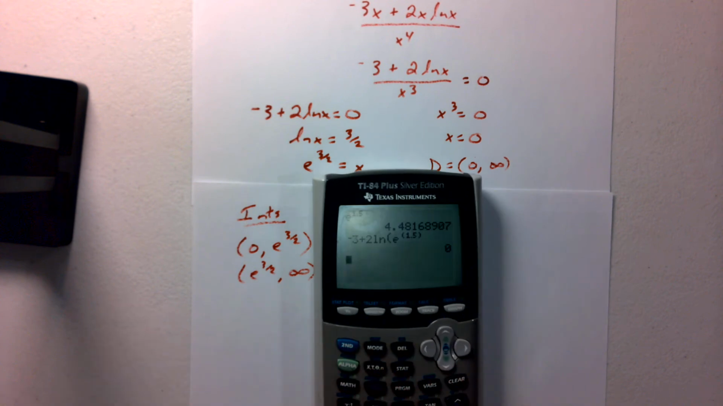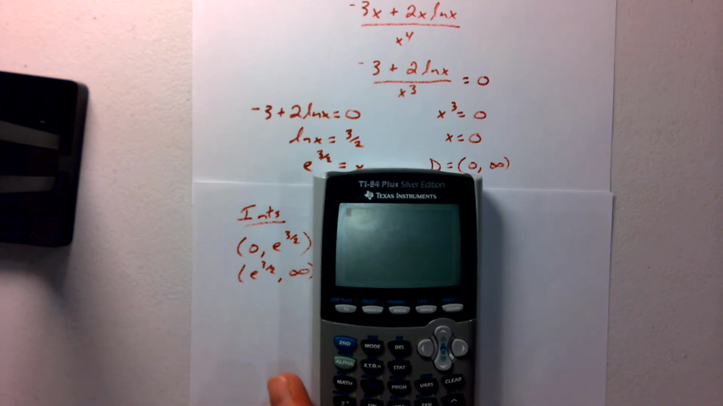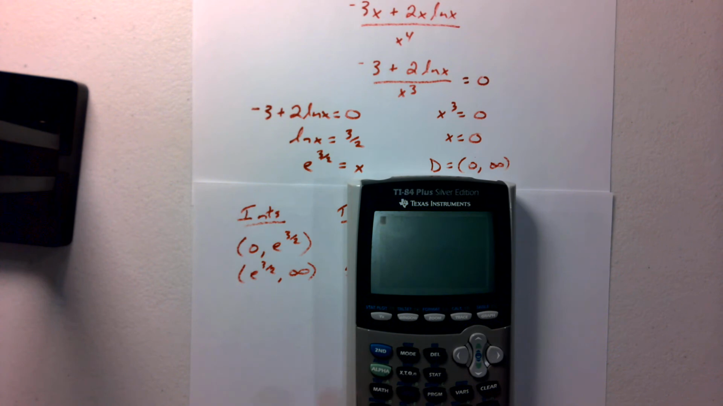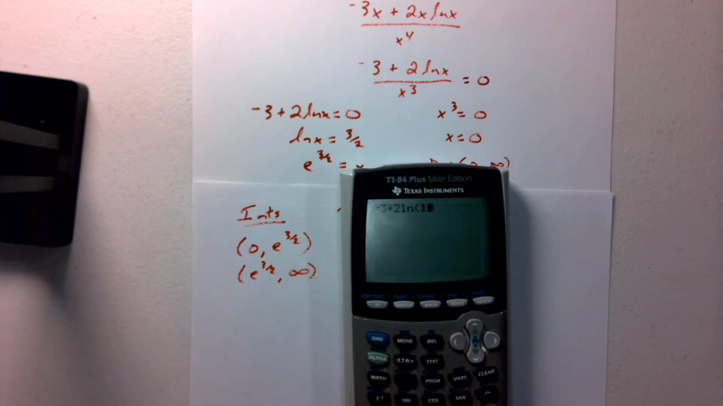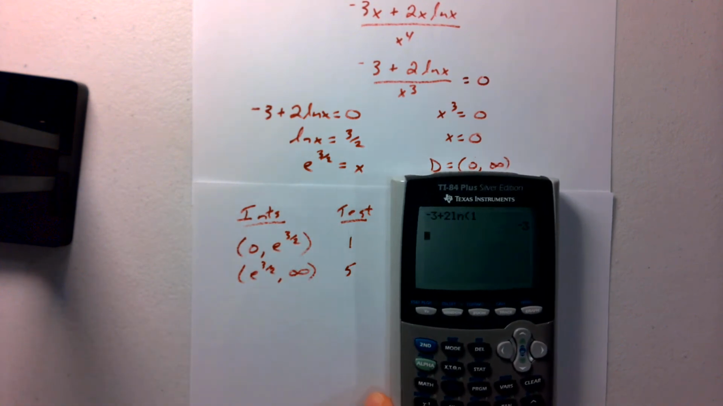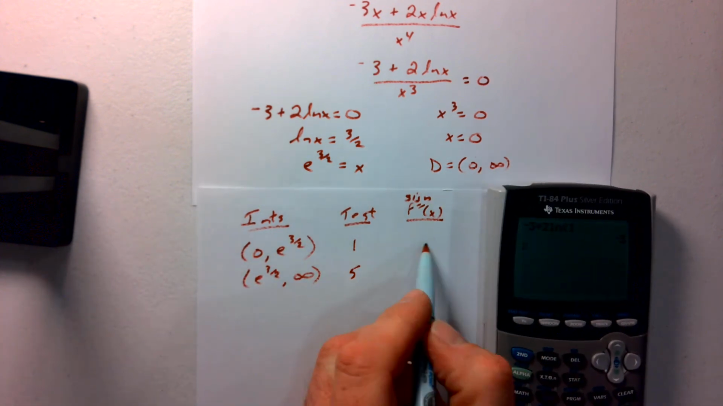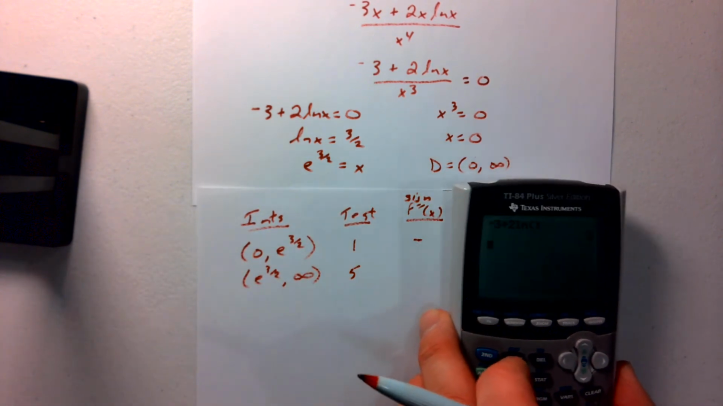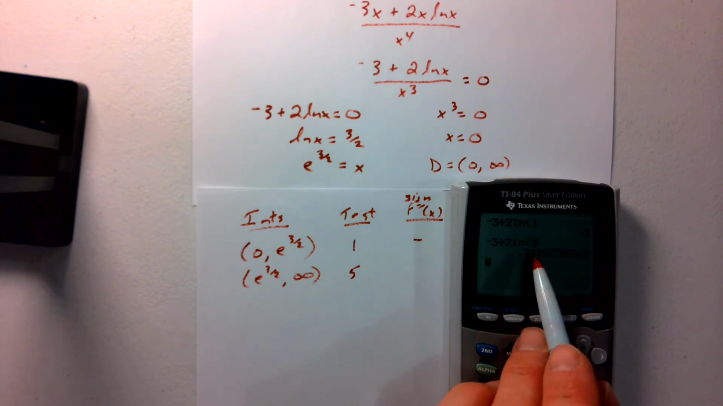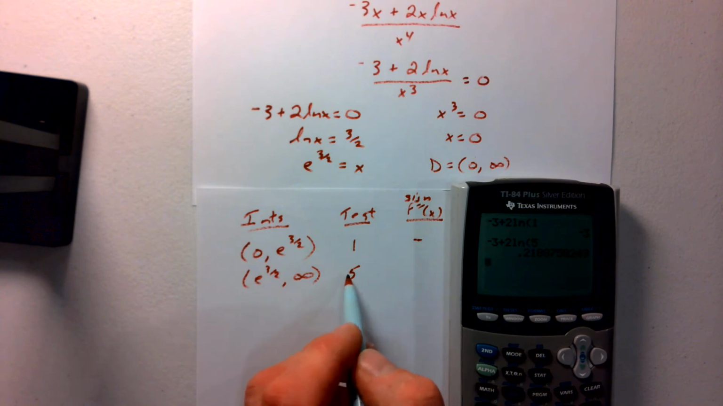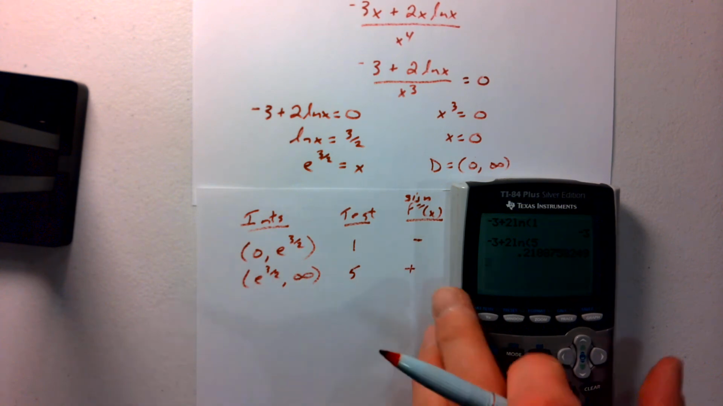Oh, sorry, I put in the wrong number, didn't I? That shouldn't have given us 0. Let's go back and do that again. Even I make a little mistake here and there. So -3 plus 2 natural log of, we're testing 1 there. We're only testing 1. So that gives us -3 divided by 1 to the third, which is going to be a negative. And if I plug in 5, I'm going to get -3 plus 2 natural log of 5, which gives me a positive 0.218 divided by a positive 125, which is going to be positive.